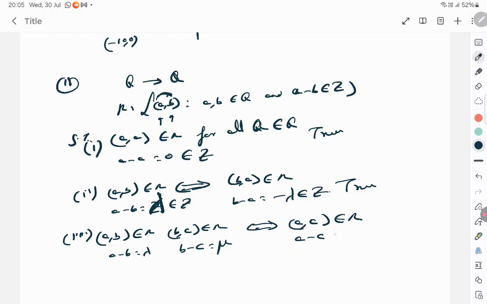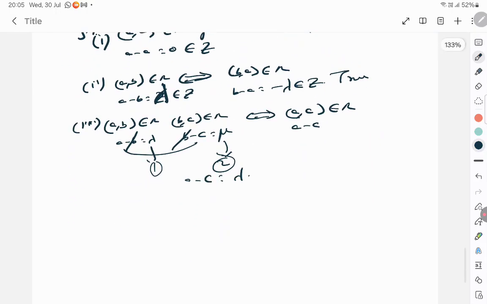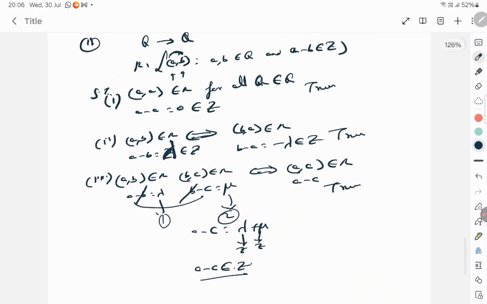Is A minus C an integer? You want A minus C, so add equation 1 and equation 2. The B and B get cancelled. A minus C will be lambda plus mu. If this is an integer and this is an integer, the addition of two integers will also be an integer. So A minus C will be an element of the integers, and therefore this is also satisfying the relation.